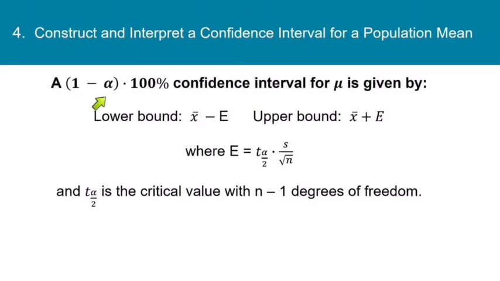So a 1 minus alpha confidence interval for mu is given by the formula x bar minus E and x bar plus E, where E is calculated by t sub alpha over 2 times s over the square root of n. Now remember, t sub alpha over 2 will come from the t-table with n minus 1 degrees of freedom. Remember, s is the sample standard deviation, and n is the sample size.